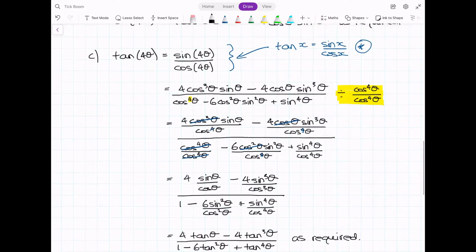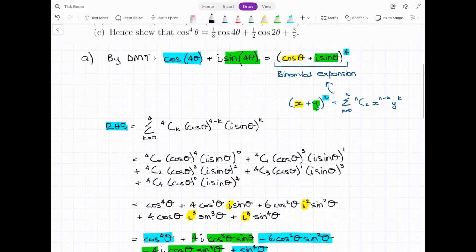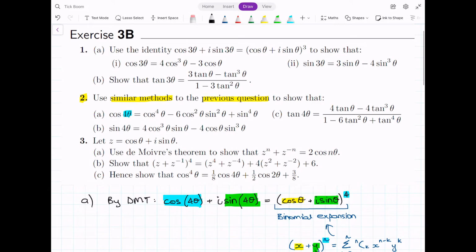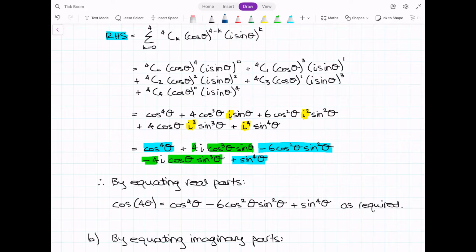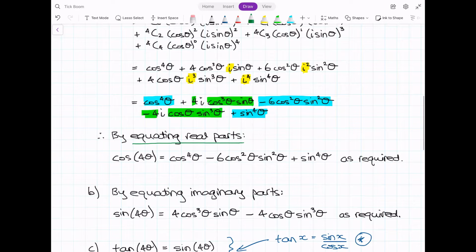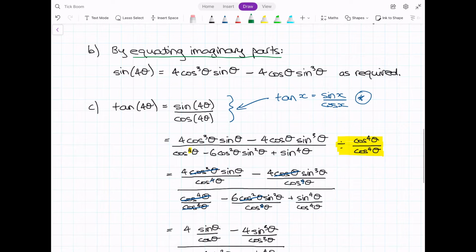Alright, so there you have it for that question. Really, as I mentioned right at the beginning, the essence of this question, which we're kind of hinted at when we're told to use the similar methods in question 1, is all about taking de Moivre's theorem, expanding the right-hand side using our binomial expansion, and then really the key, the technique is first equating the real parts, then equating the imaginary parts, and then for tan, it's just using this identity here, which hopefully you learned quite a while ago, and it's an oldie but a goodie, basically.